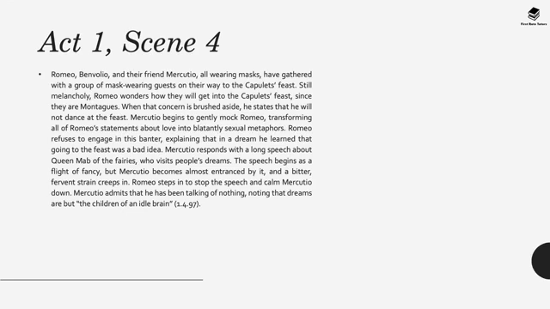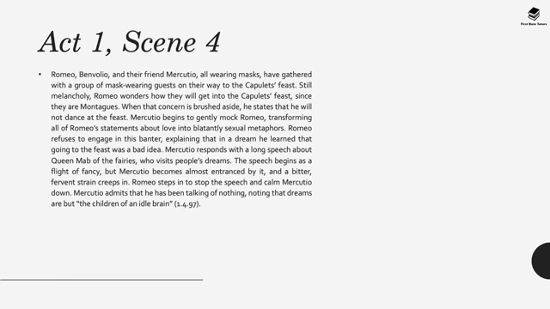Mercutio then mocks Romeo, transforming all of Romeo's statements about love into blatantly sexual metaphors. Romeo refuses to engage in this very crude banter, and he talks about a dream where he learned that going to the feast was a bad idea. Mercutio responds with a long speech about Queen Mab, the fairy who visits people's dreams, essentially mocking him.